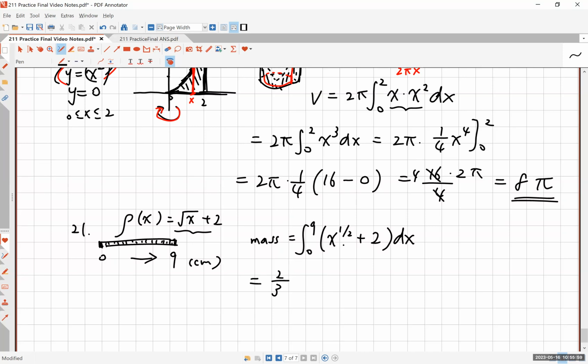If you integrate the first one, it becomes 2/3 x to the 3/2 power, right? Because then these fractions will cancel, and the new exponent will be 1 less than 3/2, which is 1/2.